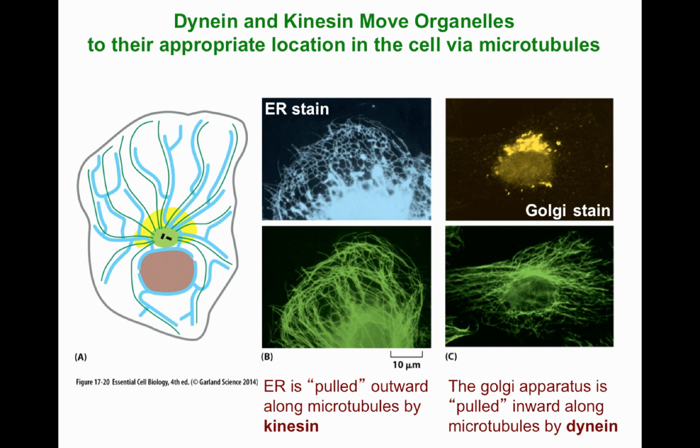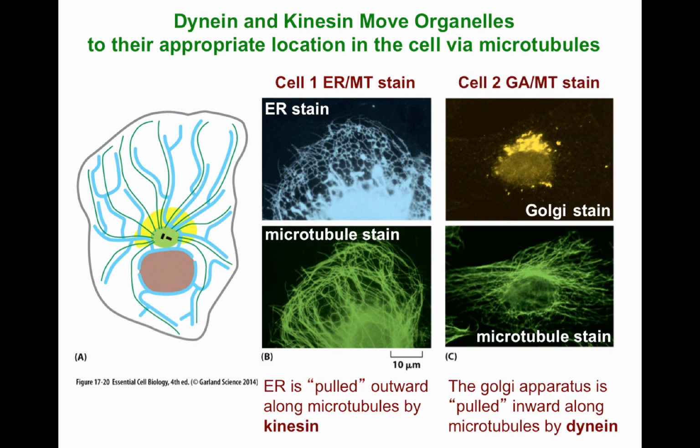So here in yellow, you have the Golgi stain. In light blue, you have the ER stain. And below, in the two images, in green, you have two different cells. One shows the microtubule stains, and the other one also shows microtubule stains. So the ER staining on top corresponds to the microtubule staining on bottom, and the Golgi staining on top here corresponds to the Golgi staining here at the bottom. So one cell has the ER and microtubule stain, and cell number 2 has the Golgi apparatus and the microtubule staining.